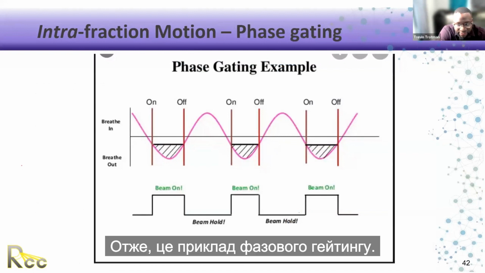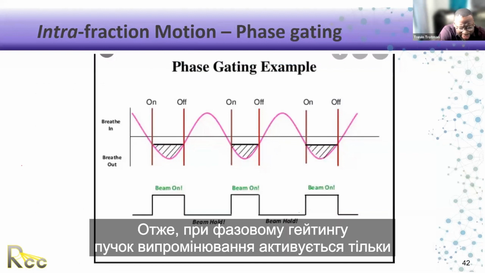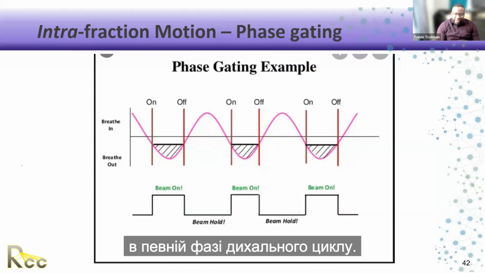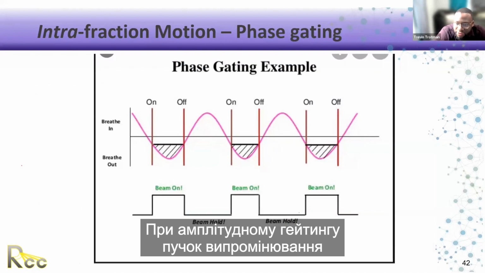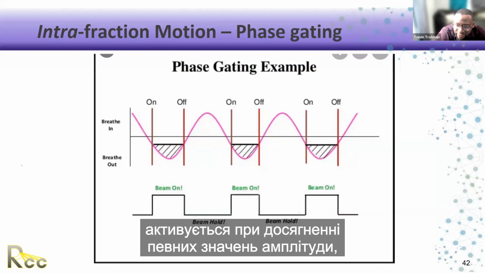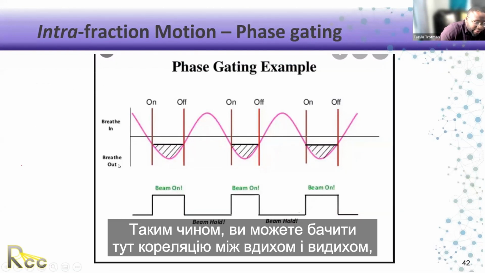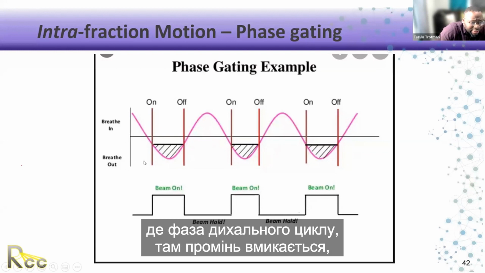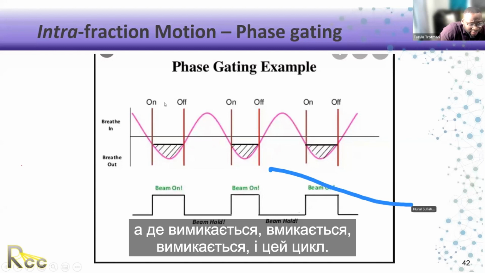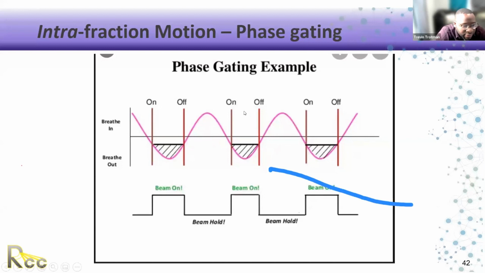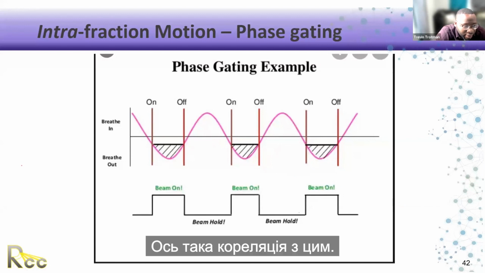So this is an example of phase gating. In phase gating, the radiation beam is activated only in a certain phase of the respiratory cycle. In amplitude gating, the radiation beam is activated whenever certain amplitude values are reached, regardless of the phase in the patient's respiratory cycle. You can see here the correlation between breathing in and out, where the beam is on there, off there, on there, off there in that cycle. That's the correlation.